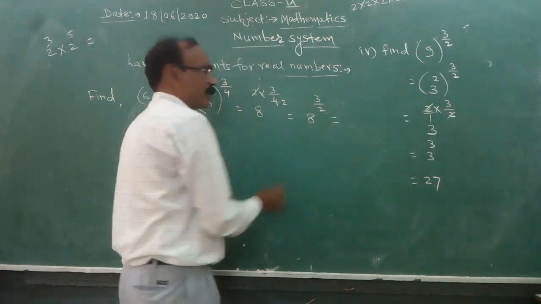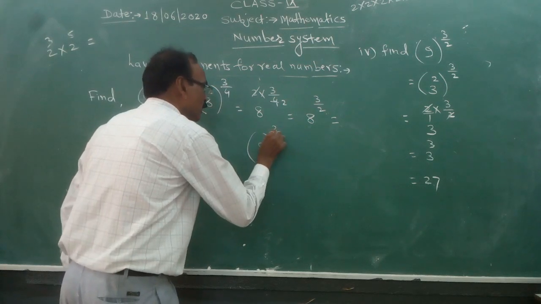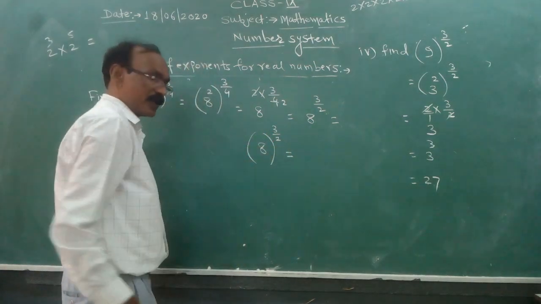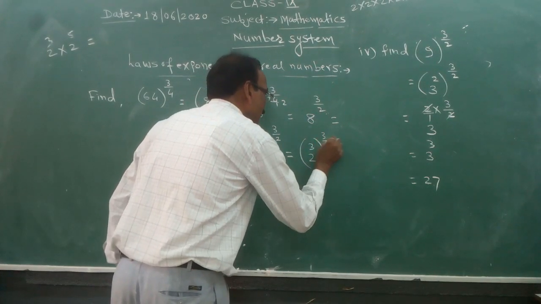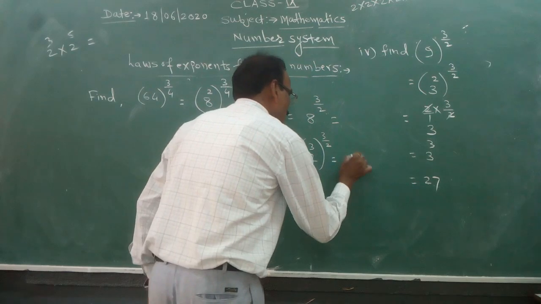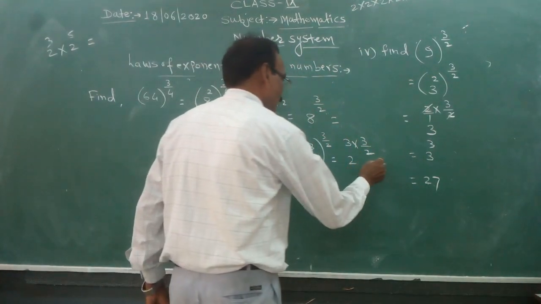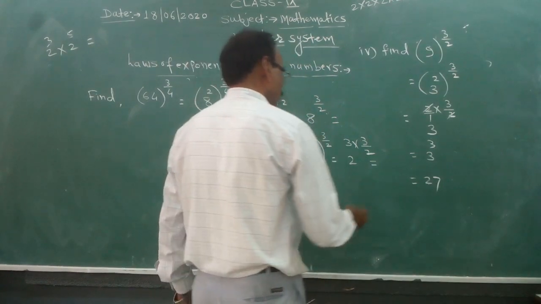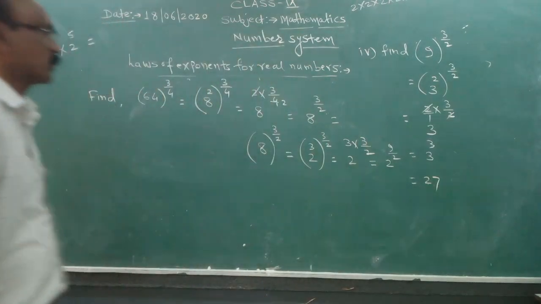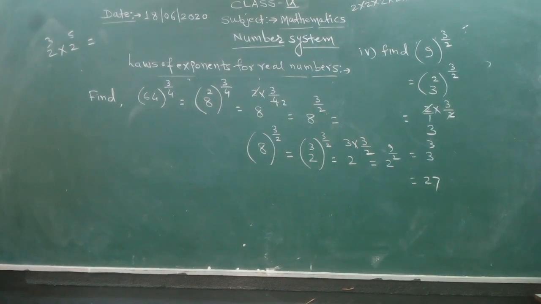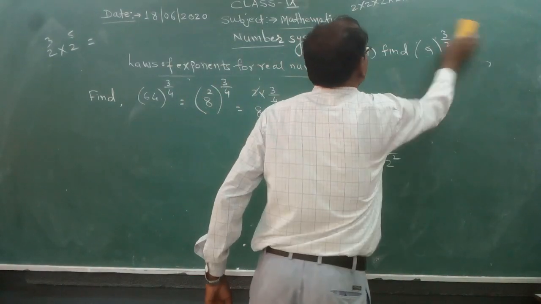Now I am writing this 8 as 2 cube, 2 into 2 into 2, in this form: 8 raised to the power 3 by 2. So that is 2 cube whole raised to the power 3 by 2. So 2 raised to the power 3 into 3 by 2. So 2 raised to the power 9 by 2. This is the answer. 2 raised to the power 9 by 2. Okay.